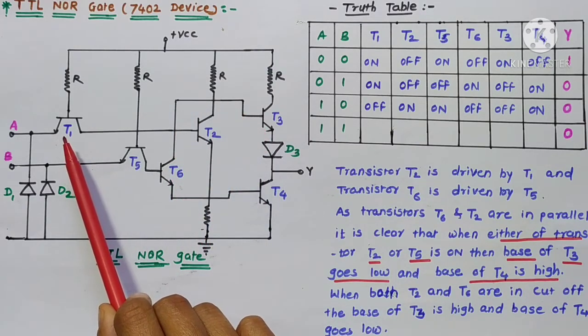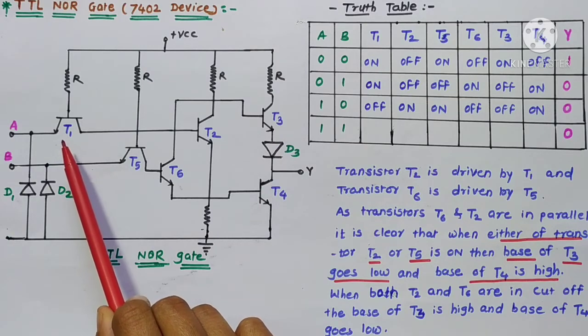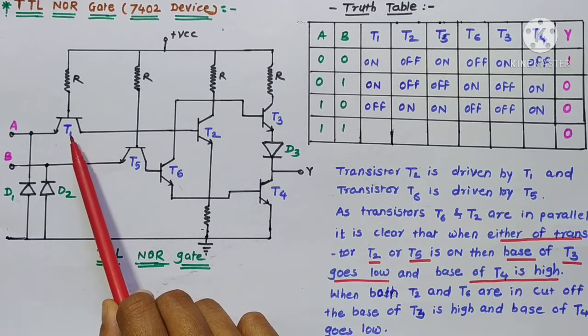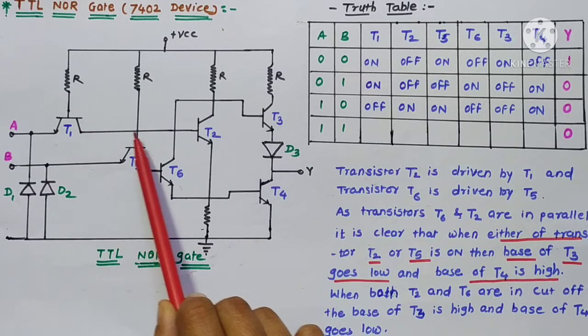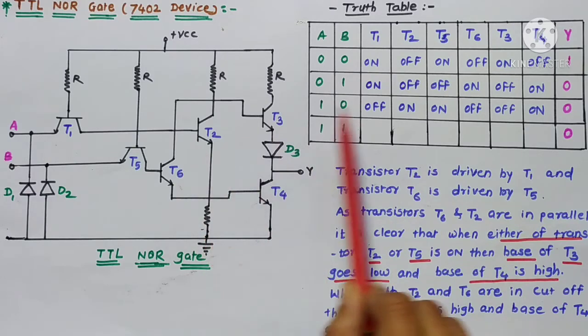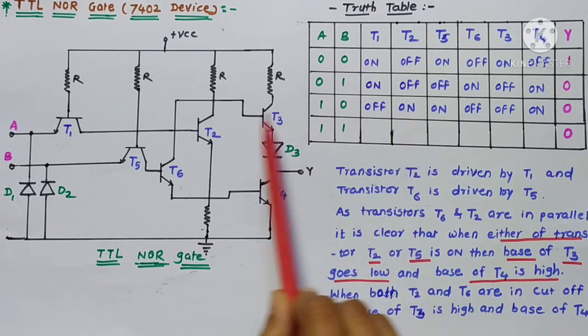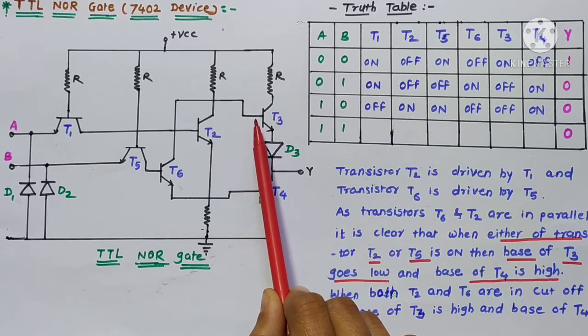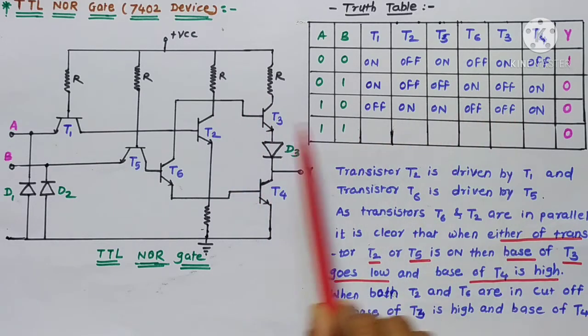Now here transistor T1 is off. When transistor T1 is off, its collector goes high. It will make transistor T2 switch on. And as the transistor T2 switches on for this third case, its collector goes low. It will make transistor T3 off.